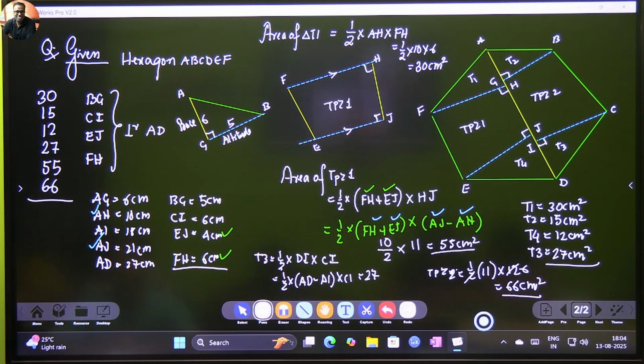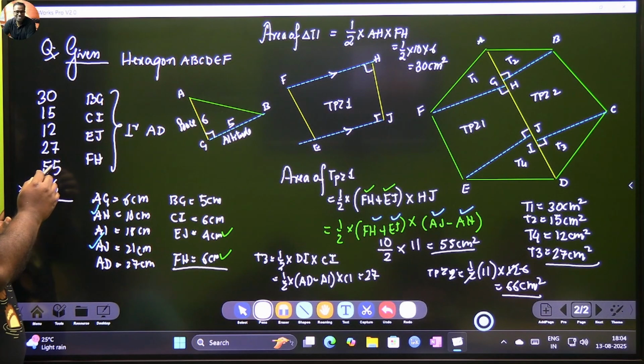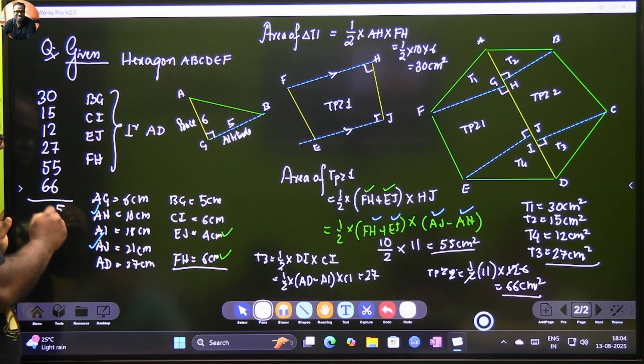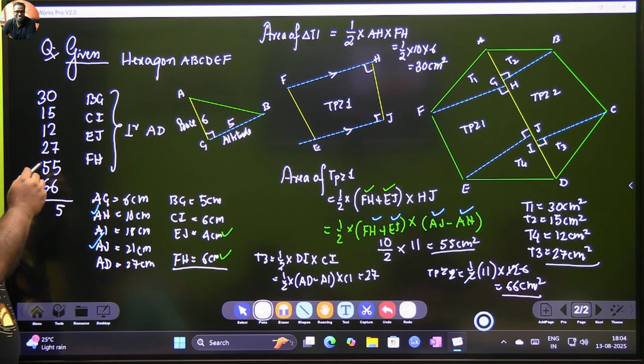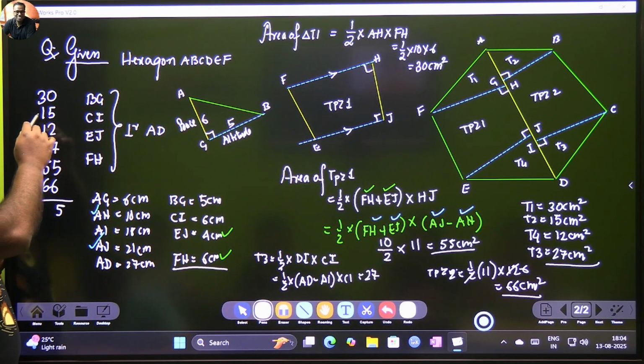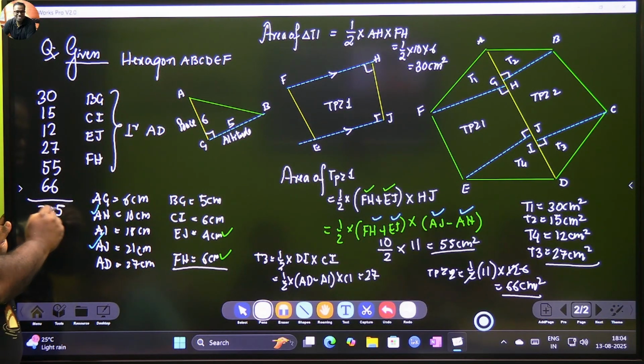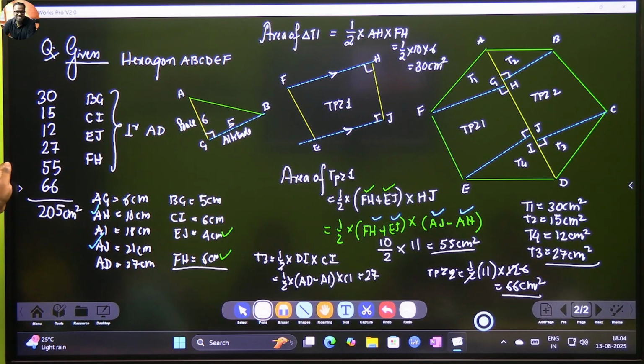Let's see our calculation skills. Quick calculation: 6 plus 5, 11 plus 7, 18 plus 2, 20 plus 5, 25. 2 carry over. 2 and 6, 8 plus 5, 13 plus 2, 15 plus 1, 16 plus 1, 17 plus 3, 20. 205 centimeters square should be the area of this figure. I don't know whether we are correct or not. We might be still wrong.